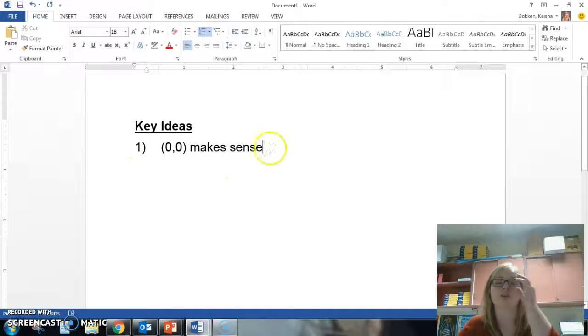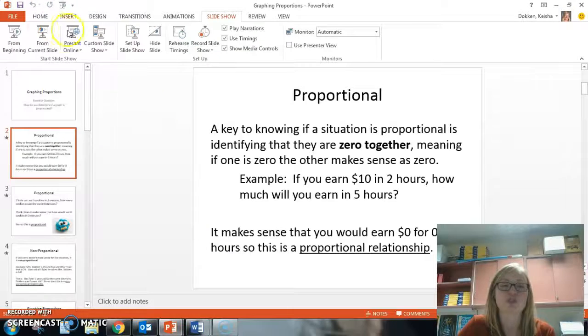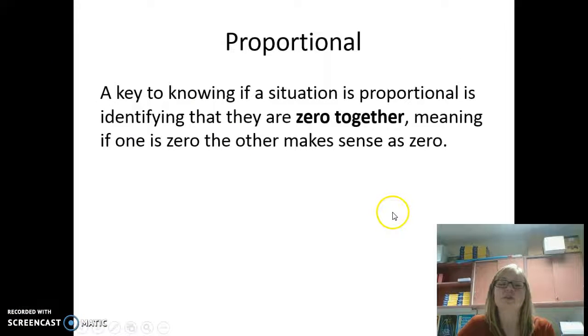So does 0, 0 make sense? So let's go back to the slideshow and do some examples so that you can see what that means. So this says a key to knowing if a situation is proportional is identifying that they are 0 together, meaning if one is 0, the other makes sense as 0 as well.